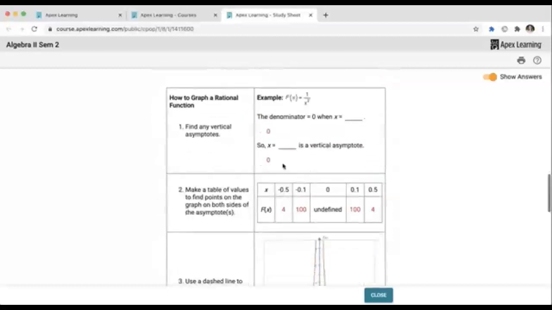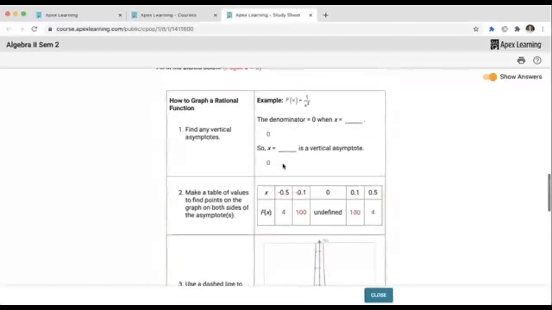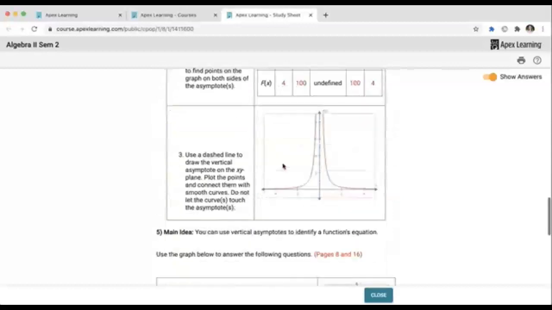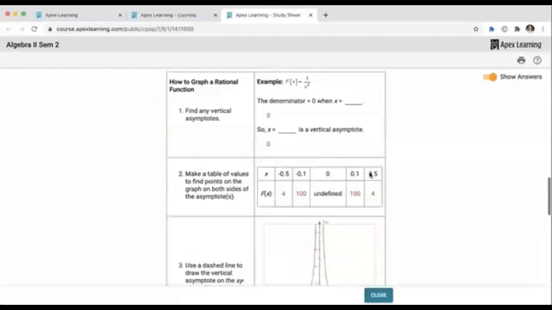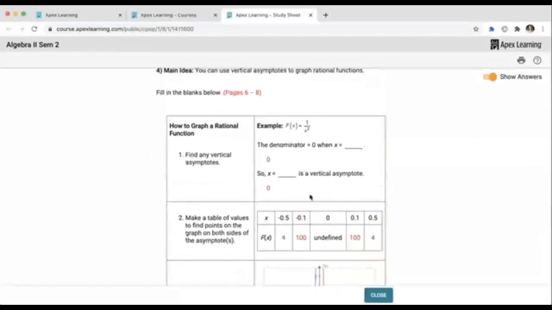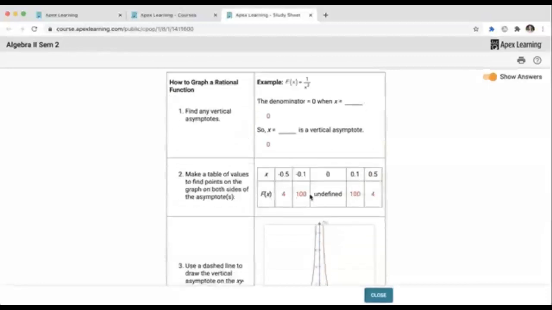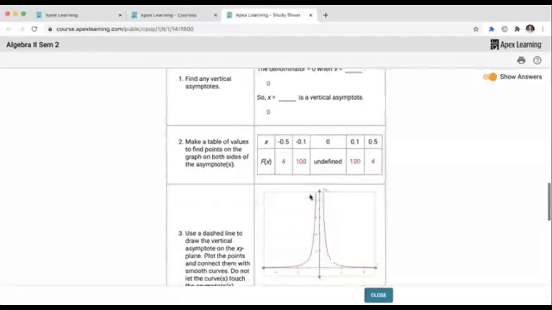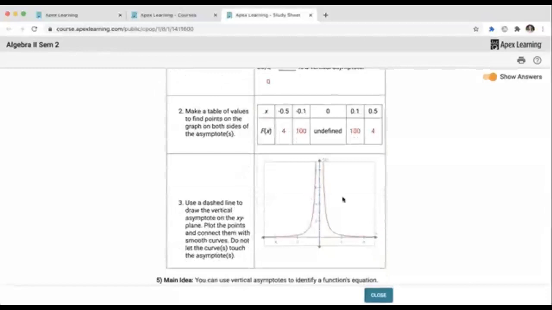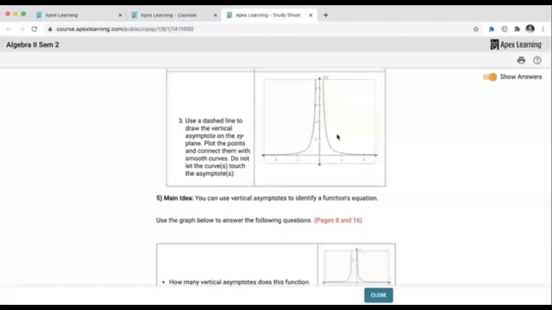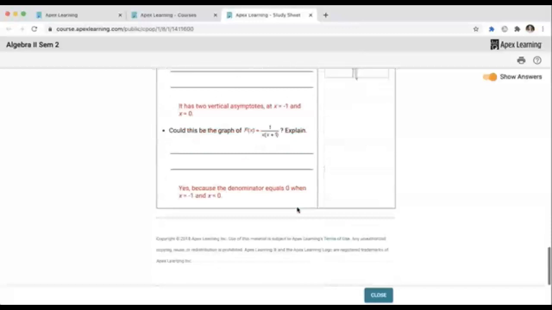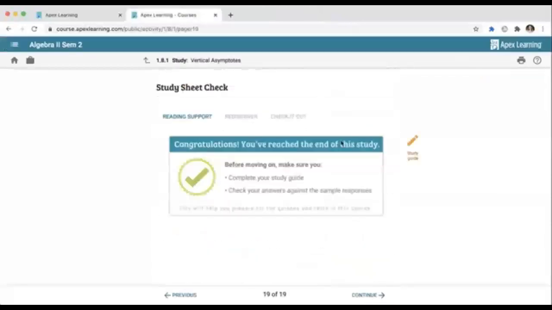Okay, and again, we can have one vertical asymptote, we can have multiple vertical asymptotes, and as you're going to find out here, how to make the graph: we find the asymptotes, we write them on the line, and then we would make a table of the left and the right-hand side, and then we would fill in the general trend of the function.